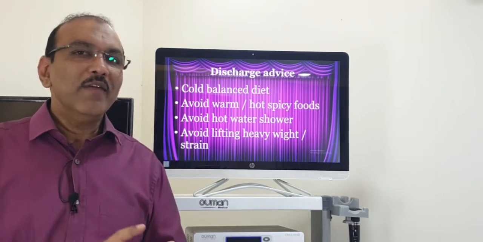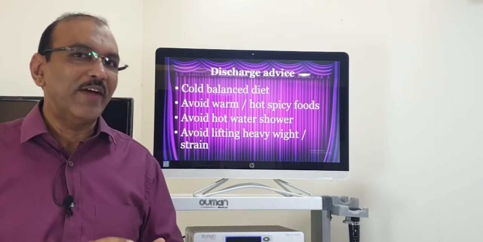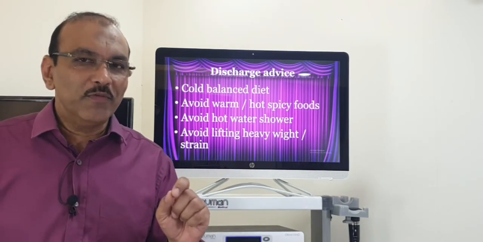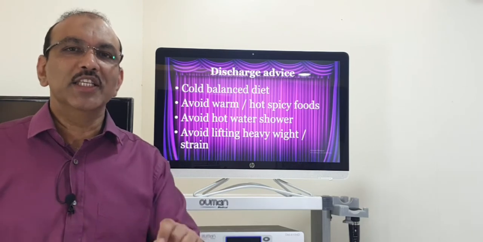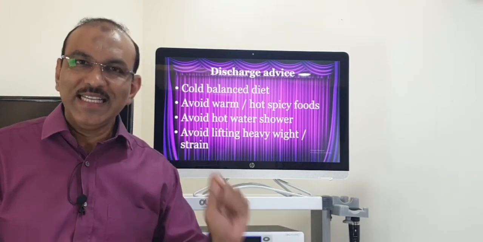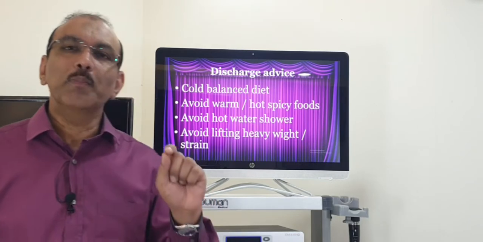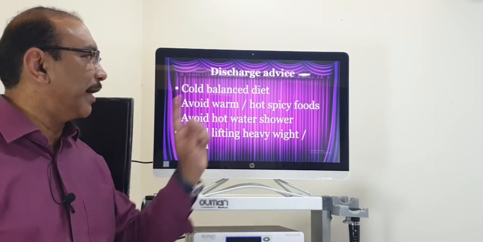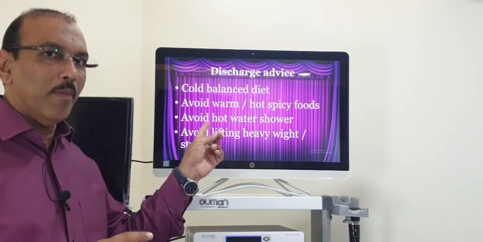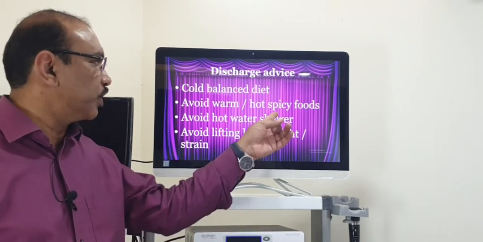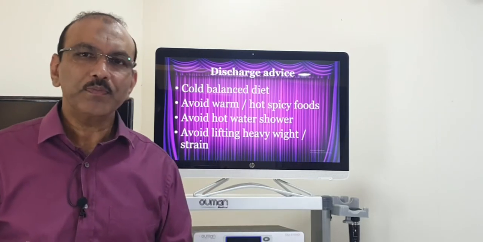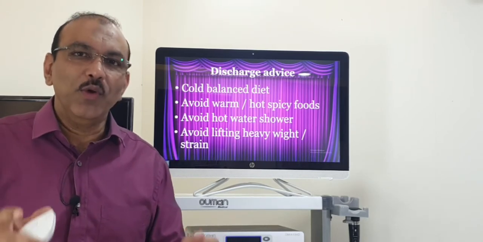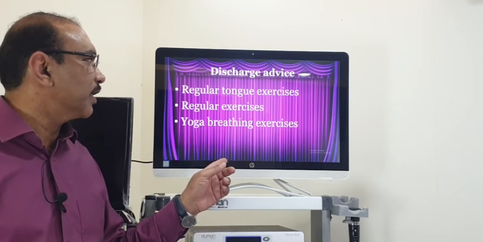Why? We have done so many surgeries in the oropharynx and oral cavity. Anything hot and spicy can induce bleeding. If you have bleeding, there is no other option other than to take you again to the operation theatre, see the bleeding and get it controlled. So please avoid any sort of complication. To do this, we have to be on a cold diet. That is one. Avoid warm, hot and spicy food. That is two. And at home, try to avoid a hot shower. Do not lift heavy weights. Do not strain. That is three.